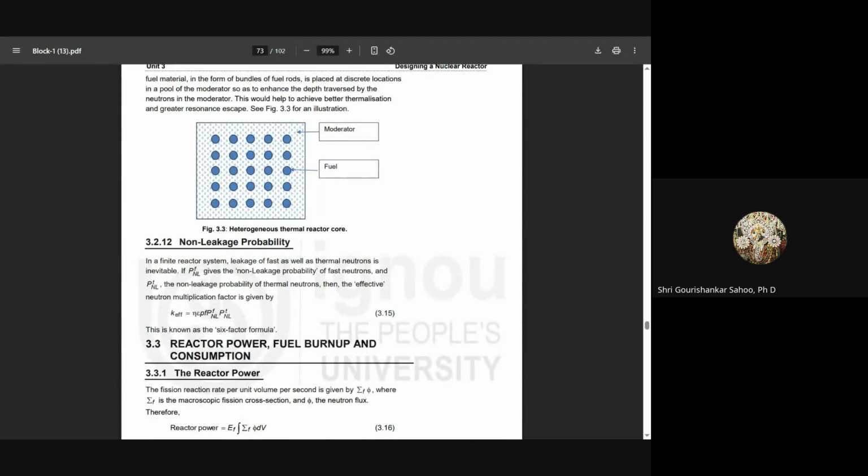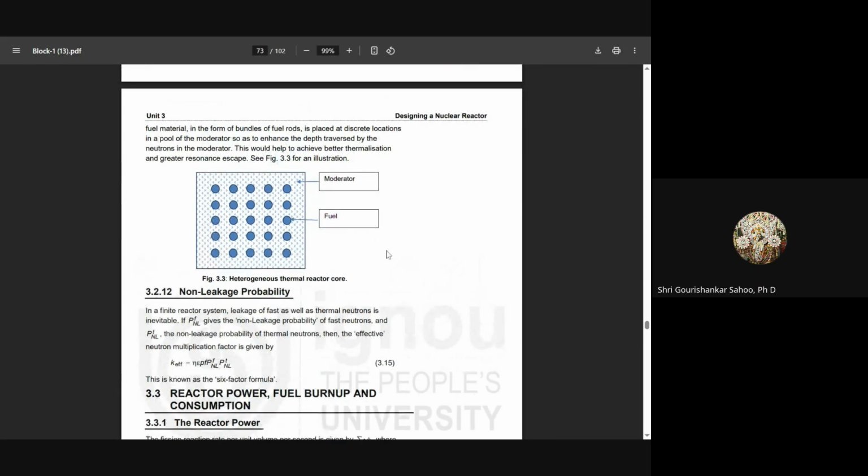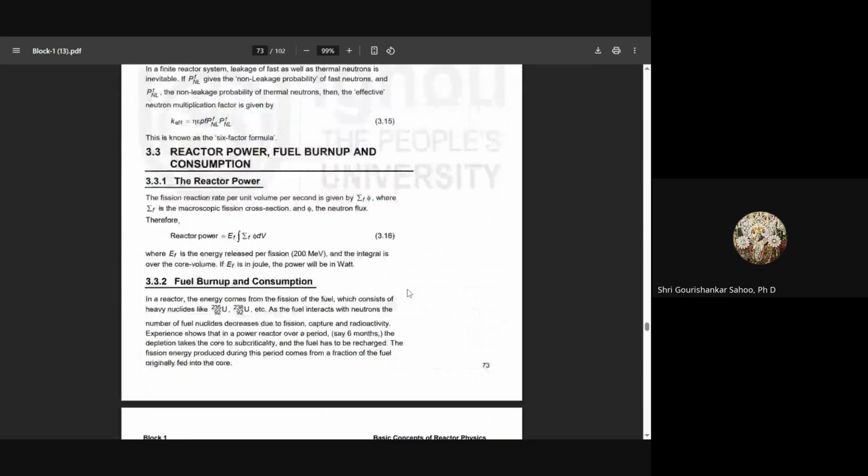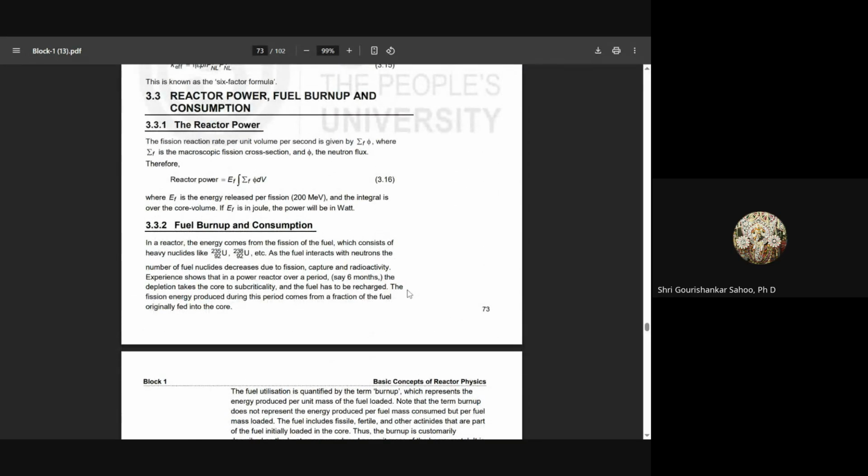In a heterogeneous thermal reactor core, the moderators and fuels are arranged such that the fuels are embedded in the moderator, as shown on the screen. Then the non-leakage probability. The effective neutron multiplication factor can be calculated using the formula eta, epsilon, p, f, P_nl^f, P_nl^t. This is also called a 6-factor formula. Then reactor power can be calculated using the formula E_f integral sigma_f phi dV.